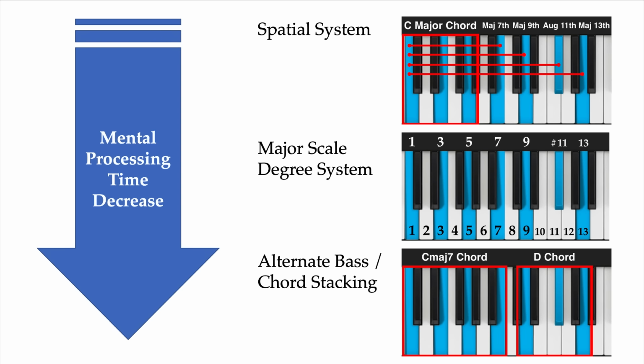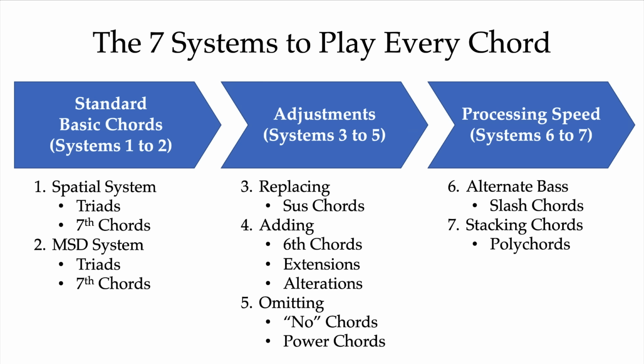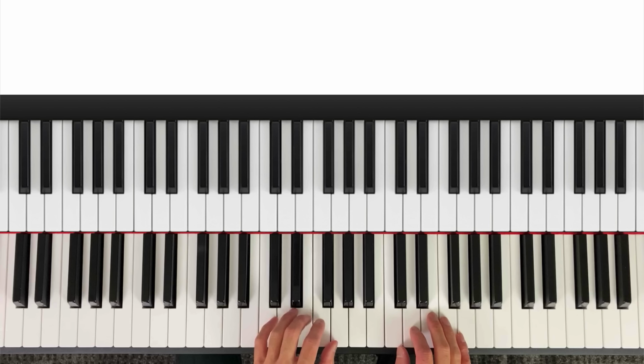However, as we learned, it's important to understand a chord spatially by intervals because it informs us on why a chord sounds dissonant or consonant. That's why it's also important to understand the spatial system. These are the 7 systems of thinking to play every chord you will see in music. If for some reason you see a chord that wasn't covered today, you'll still be able to reason it out based on what you've learned today.